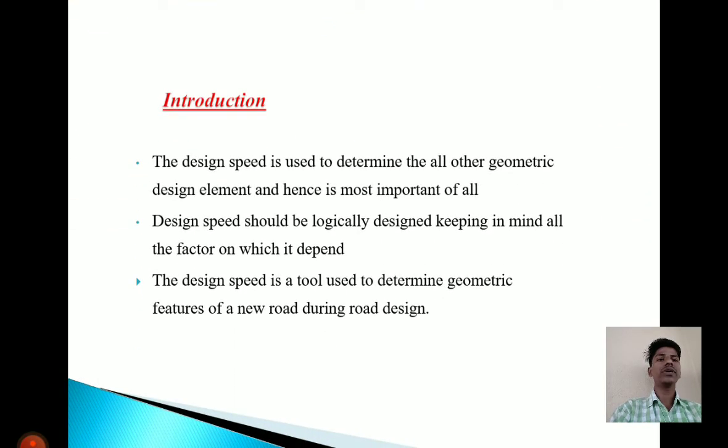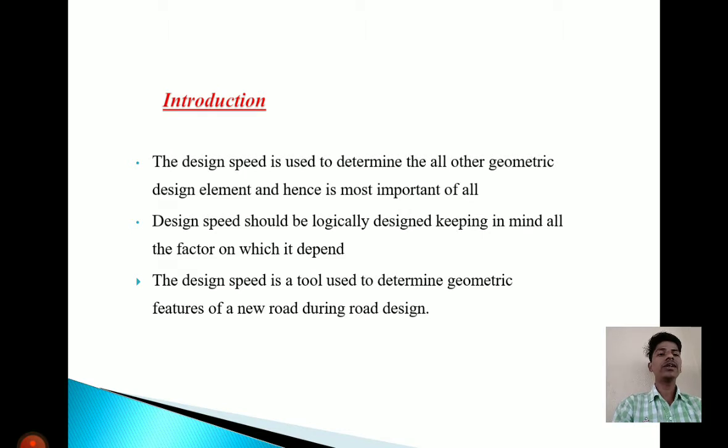Introduction. The design speed is used to determine all other geometric design elements and hence is the most important of all. All other geometric design elements means, for example, super elevation, stopping sight distance, intermediate sight distance, and all other geometry. The design speed is the base for calculating all other geometry, so design speed is the most important of all.